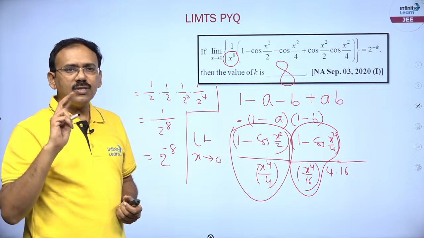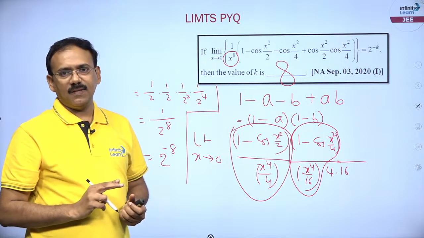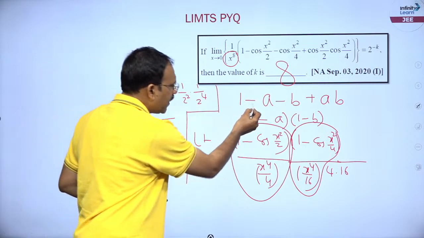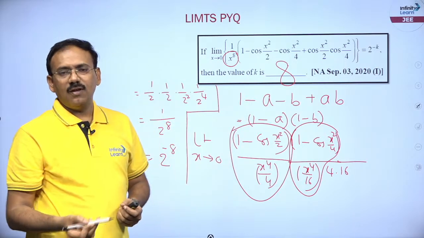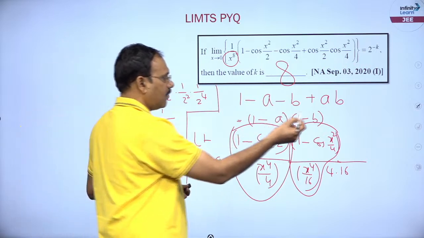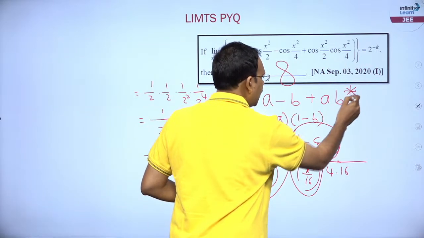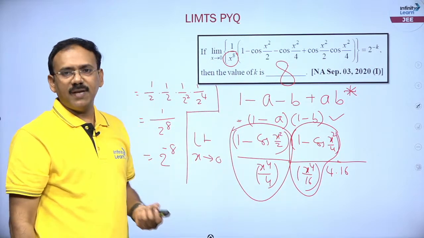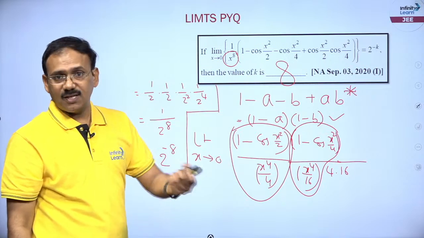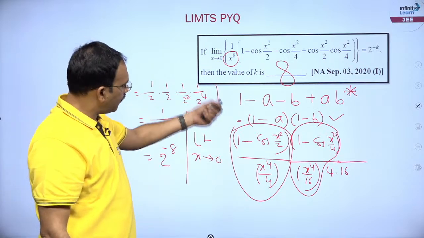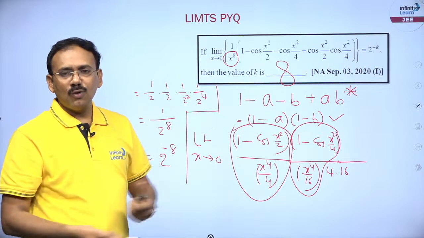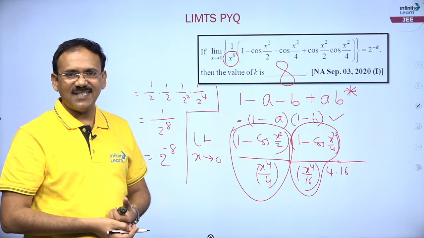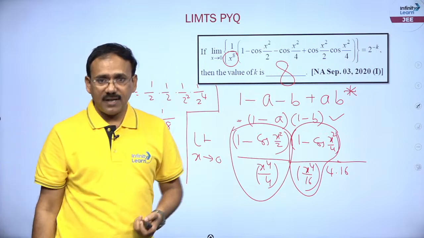Yes. Two simple ideas help you to close the problem very fast. One is, this is the basic algebraic expression: whenever you see 1 minus a minus b plus ab, immediately you will get this idea in mind. Second is 1 minus cos x by x square will become 1 by 2 when x tends to 0. I have used these two results and could close the problem in almost less than 2 minutes. Right, dear students? So shall we go to the next problem?